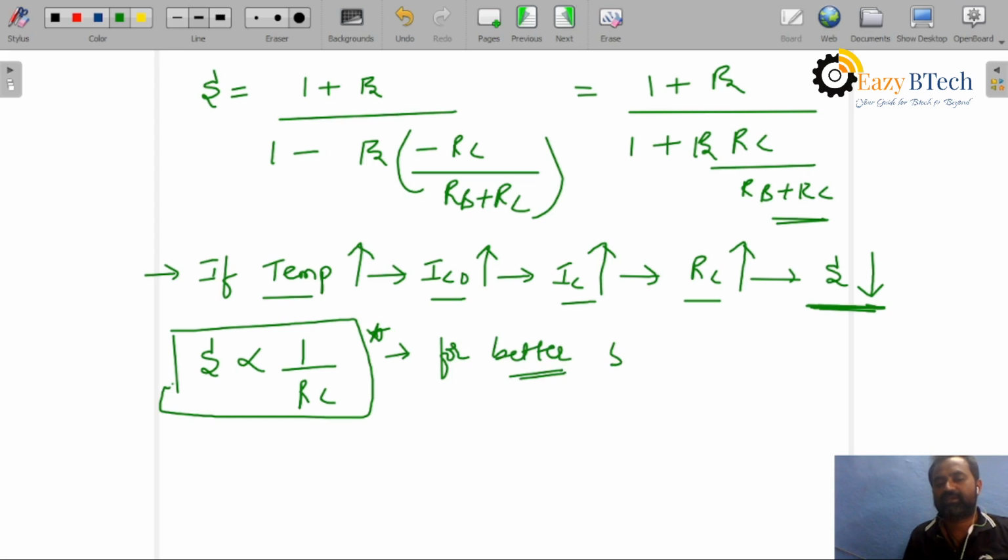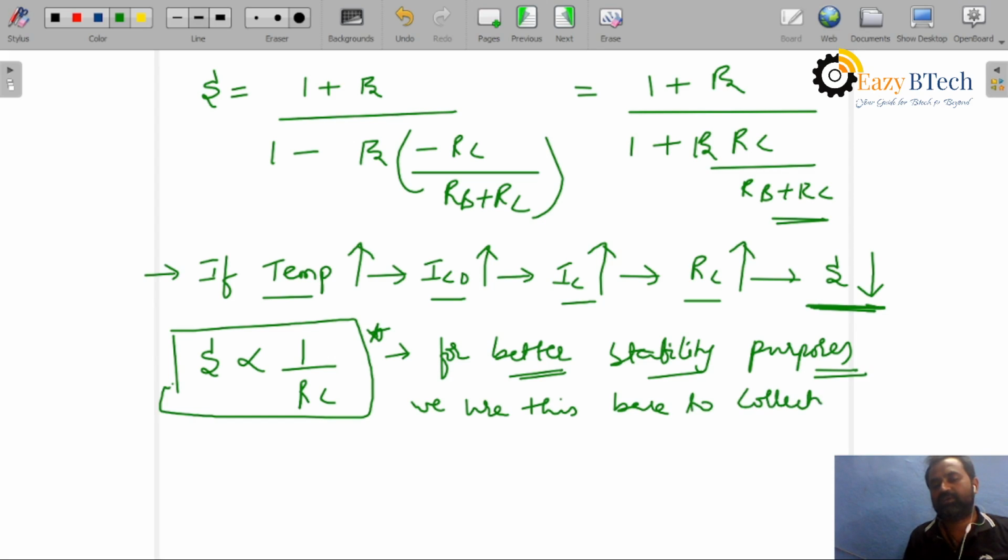For better stability purpose, we use this base to collector, or collector to base, feedback resistor biasing. For better stability purpose, this base to collector feedback resistor biasing is used.